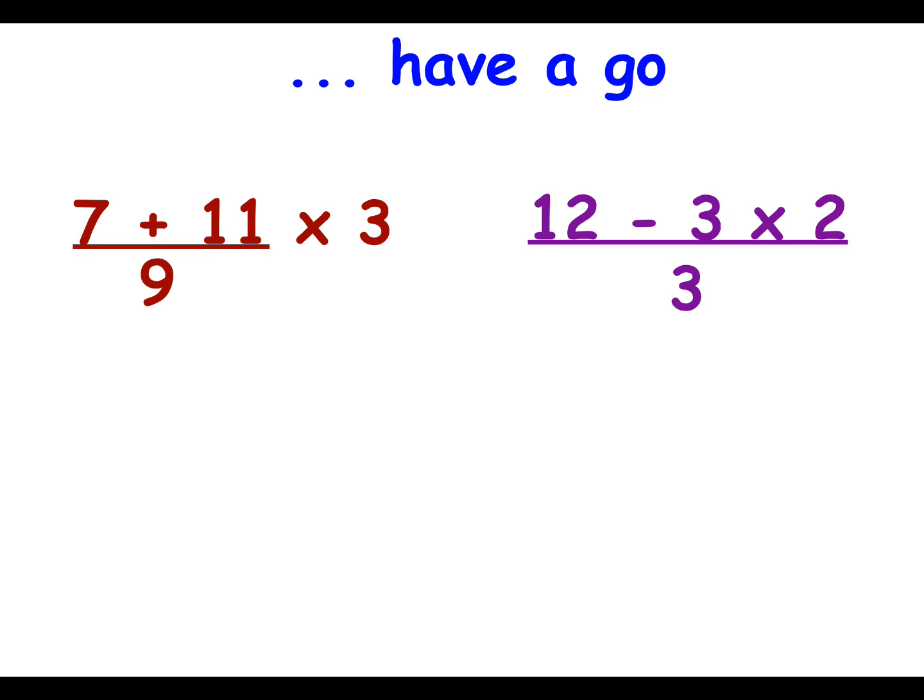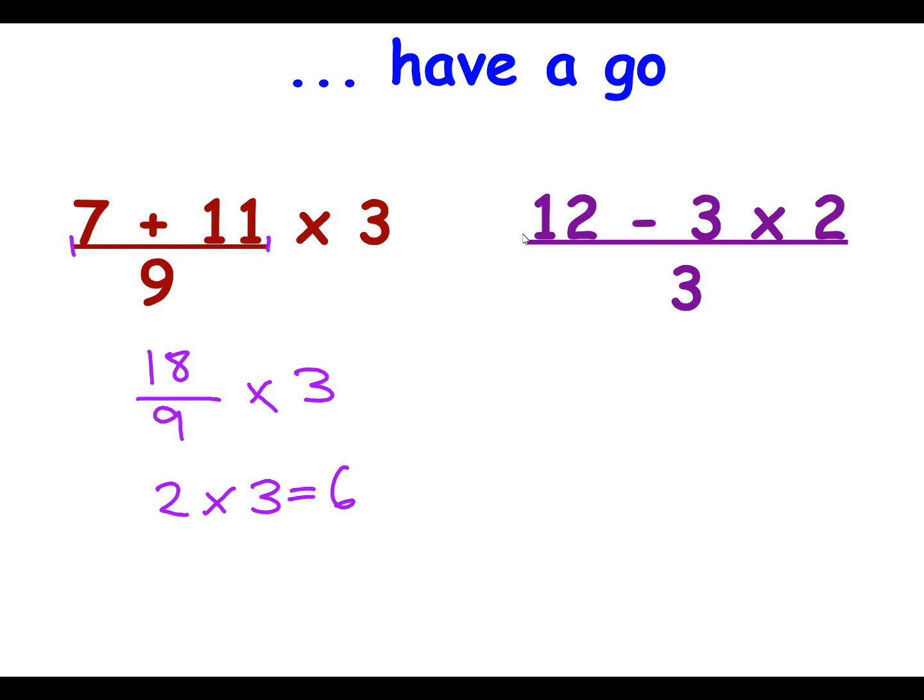Okay, so the way to do this is do the dividing line first, or what's above the dividing line first. So 7 plus 11 is 18, so it becomes 18 over 9 times 3. So this means divide, so 18 divided by 9 is 2, times 3 equals 6. So you should get 6 for this problem on the left.